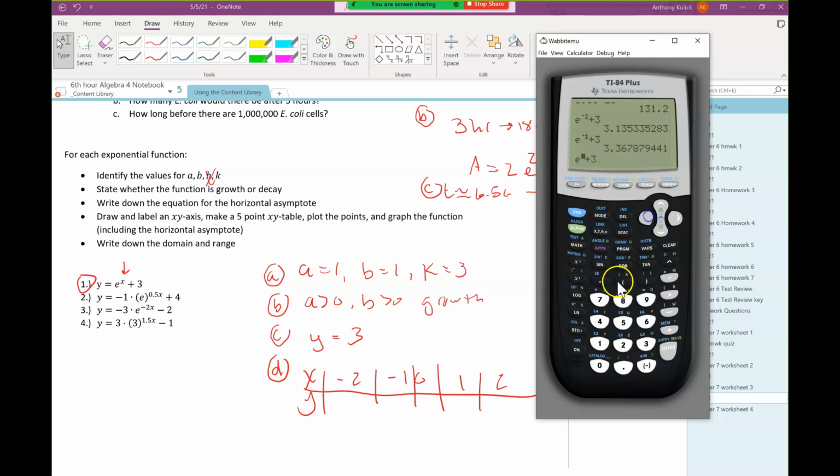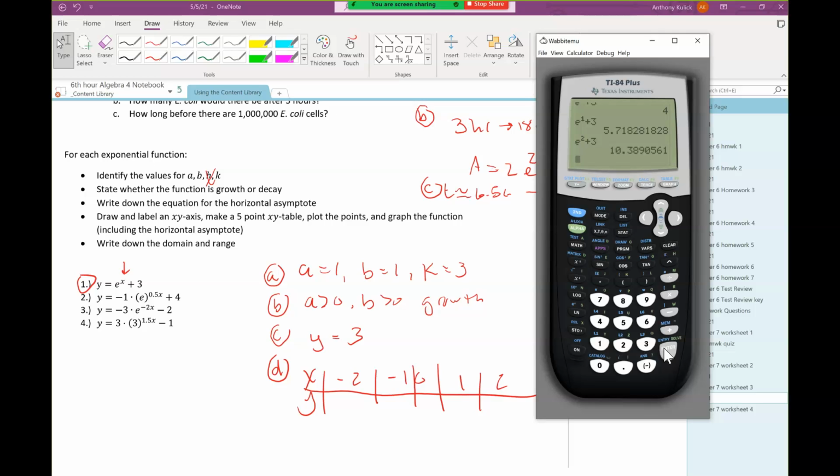And then my third y. My fourth y. And my fifth y. And then you just plot that stuff and draw the graph, right? Okay. I'm not going to do that. Is that okay?